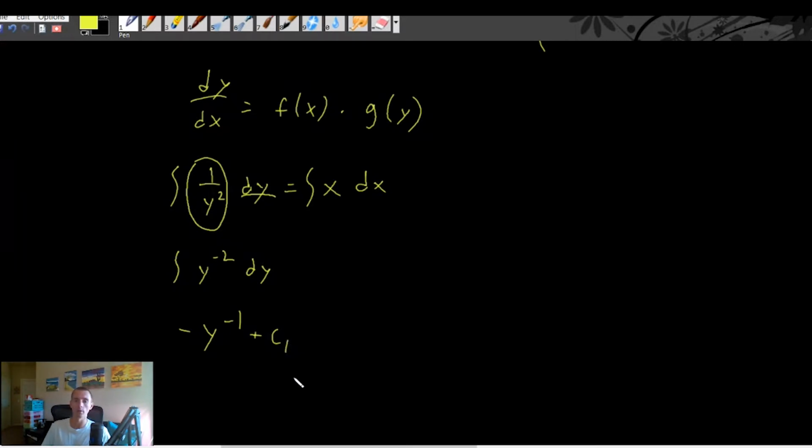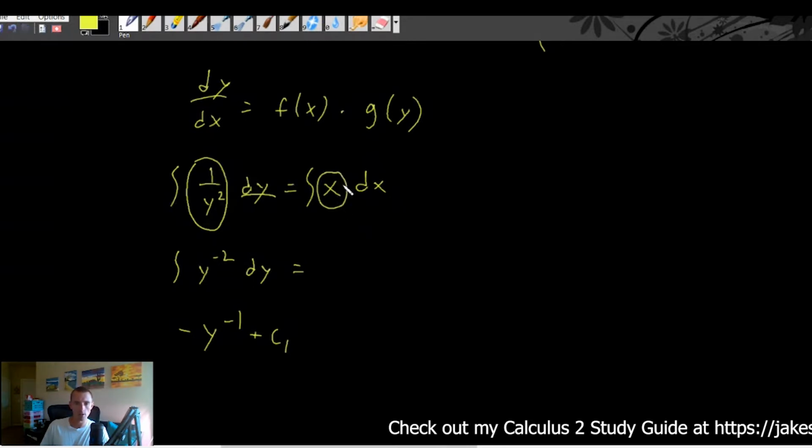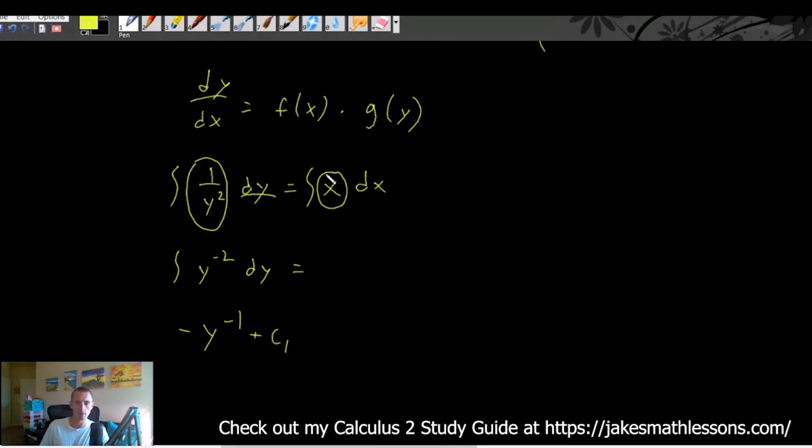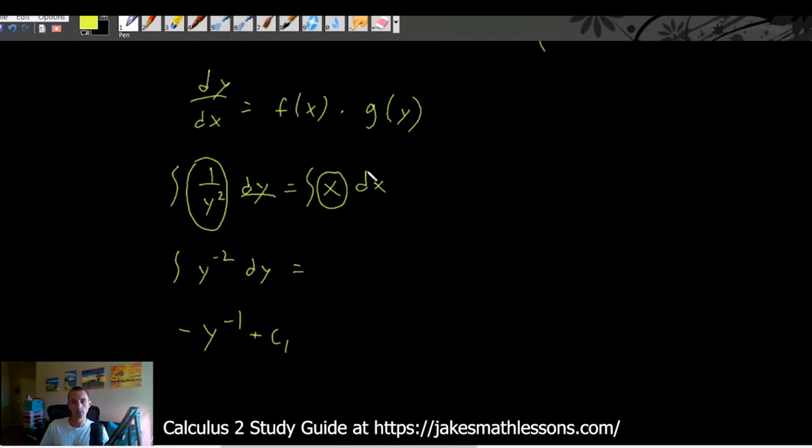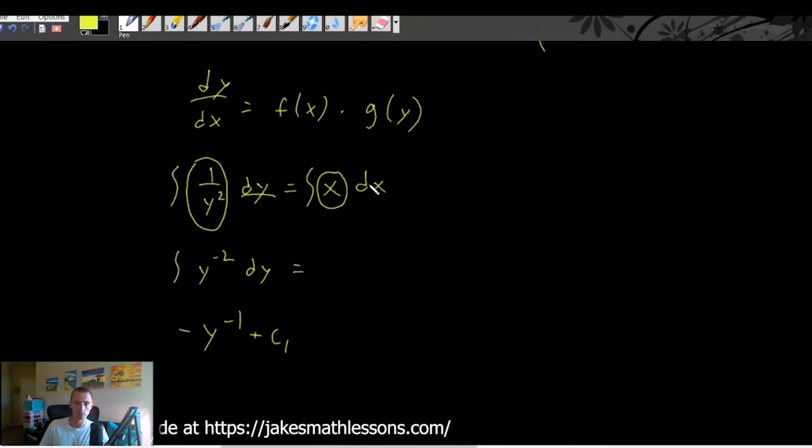I'll just call it C1, because when we integrate over on the right side, we're going to do something similar. Okay. So now looking at the right side of our equation here, we have a dx in this case. So that tells us on the right side of our equation only, we are integrating this function x with respect to x. So x is the only letter over on this right side of our equation. And the dx tells us that we get to treat x as our variable and integrate with respect to x.